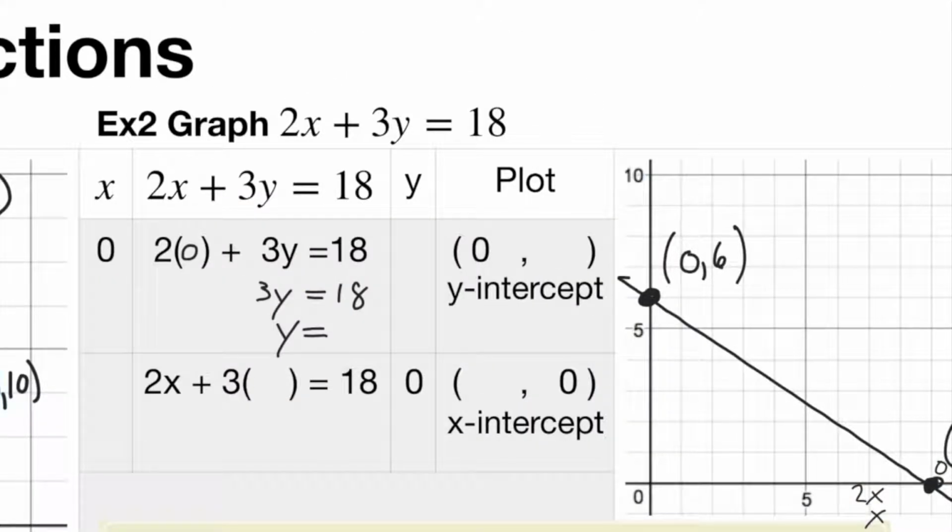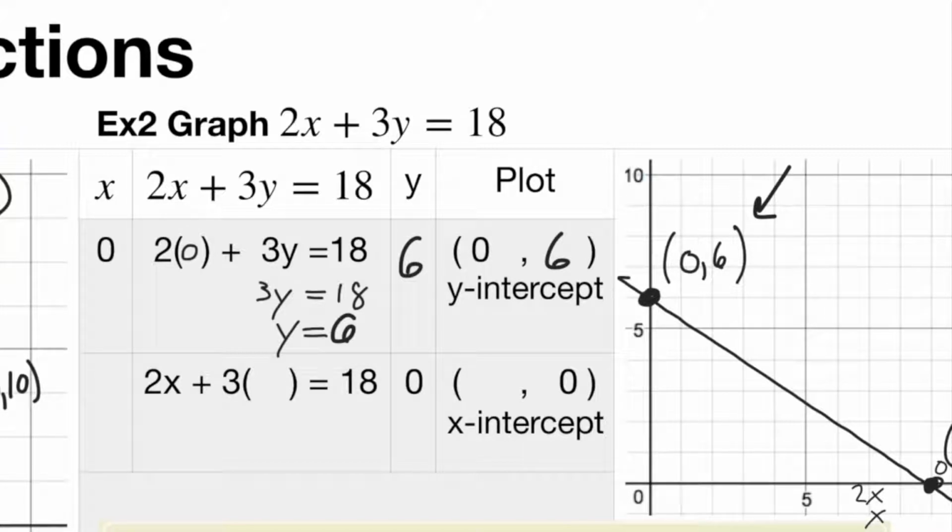Here's another way to do it. If you have a function that looks like this, 2x plus 3y equals 18, all the variables on one side, you could move the 2x over, divide all the terms on both sides by 3 to get y equals something. But maybe this would be a little easier. You take 0, plug it in for x, and figure out what y is going to be. 2 times 0 plus 3y equals 18. That turns into y equals 6, so plot the point 0, comma 6 here.